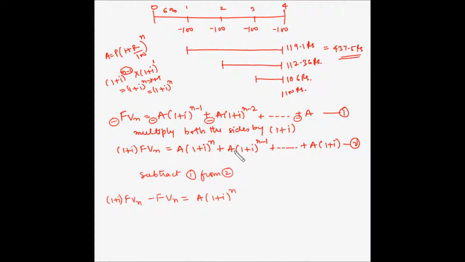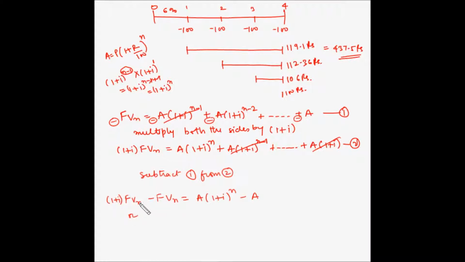Now a into 1 plus I to the power n minus 1 and a 1 plus I to the power n minus 1 in both these equations will get cancelled. Similarly, all the other terms will get cancelled. This will also get cancelled. However, a will remain as it is, because a is not there in 2. So this is minus a. So, or let's open this bracket.